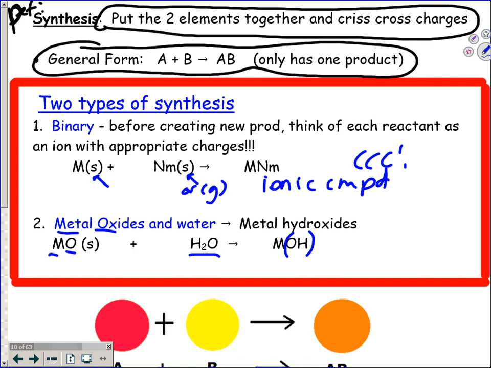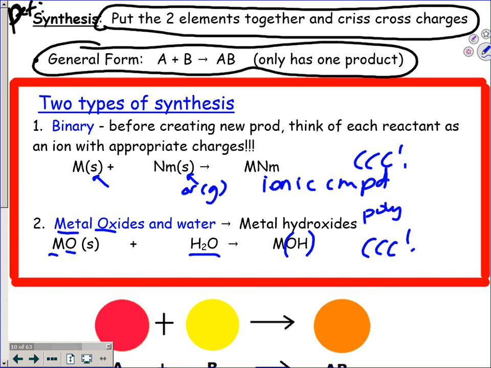Hydroxide. So a metal hydroxide is made. Yet again, hydroxide is a polyatomic, so what do we have to do when we make our formula? Crisscross charges, right? Okay. So let's do two examples.